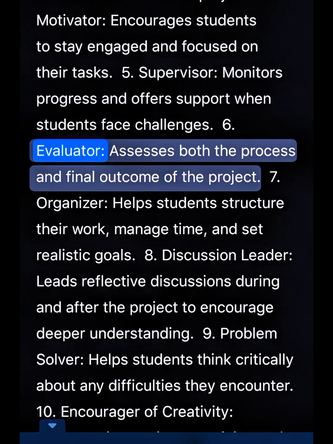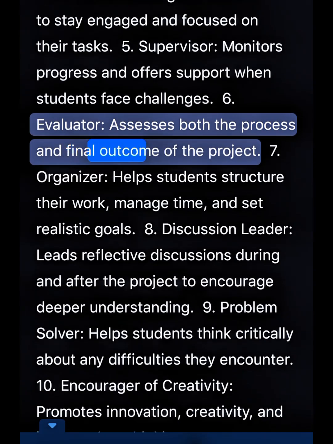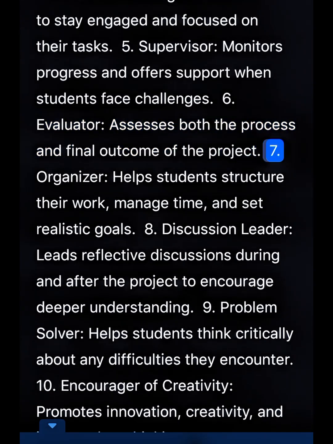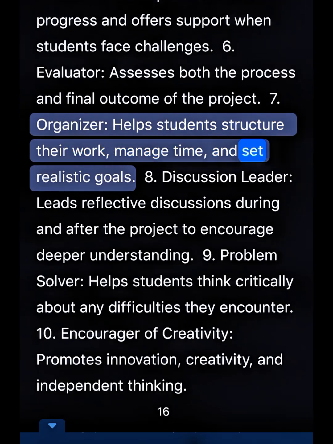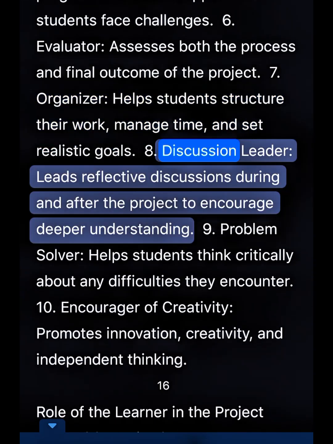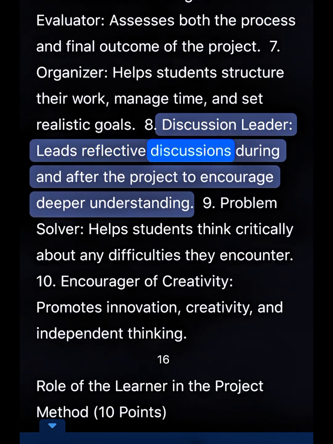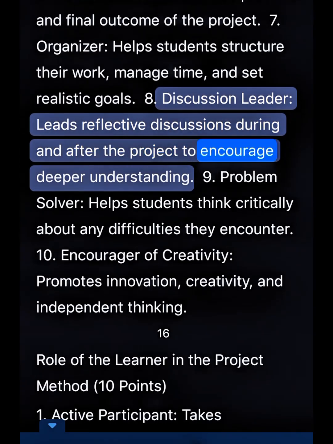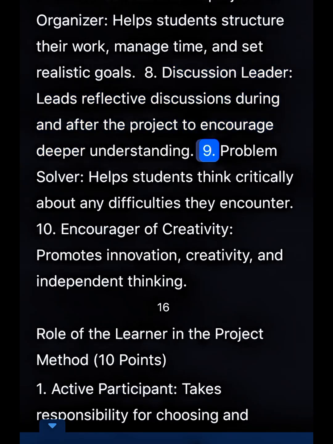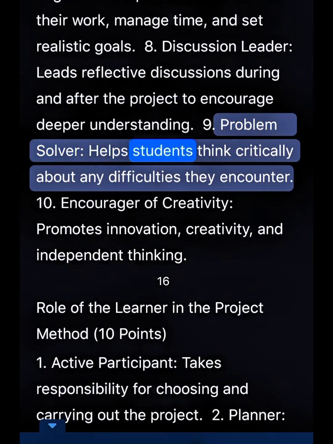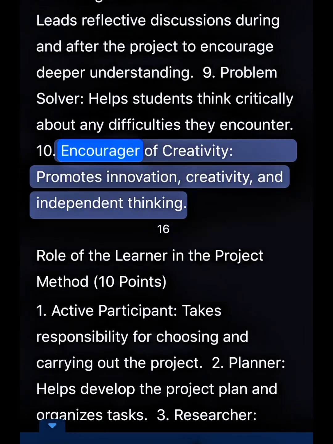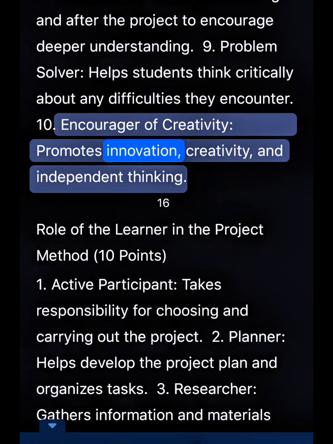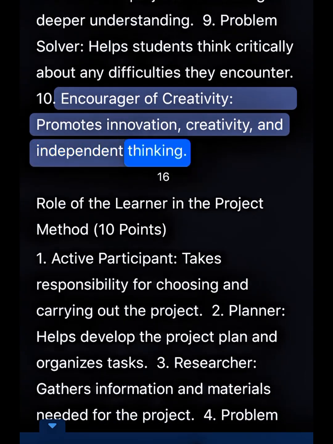6. Evaluator, assesses both the process and final outcome of the project. 7. Organizer, helps students structure their work, manage time, and set realistic goals. 8. Discussion leader, leads reflective discussions during and after the project to encourage deeper understanding. 9. Problem solver, helps students think critically about any difficulties they encounter. 10. Encourager of creativity, promotes innovation, creativity, and independent thinking.